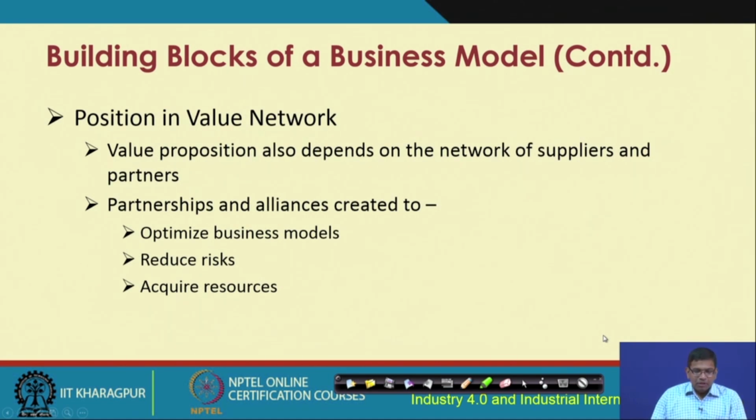The next building block is the position in the value network. This position also depends on the different networks of suppliers and partners, and these partnerships and alliances will be created to optimize the business models, to reduce the risks and to acquire the resources.